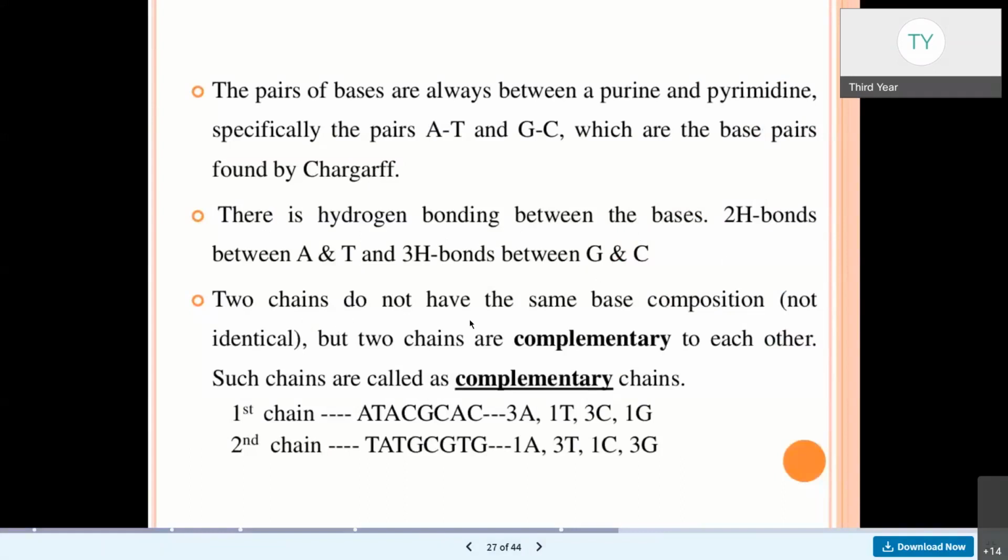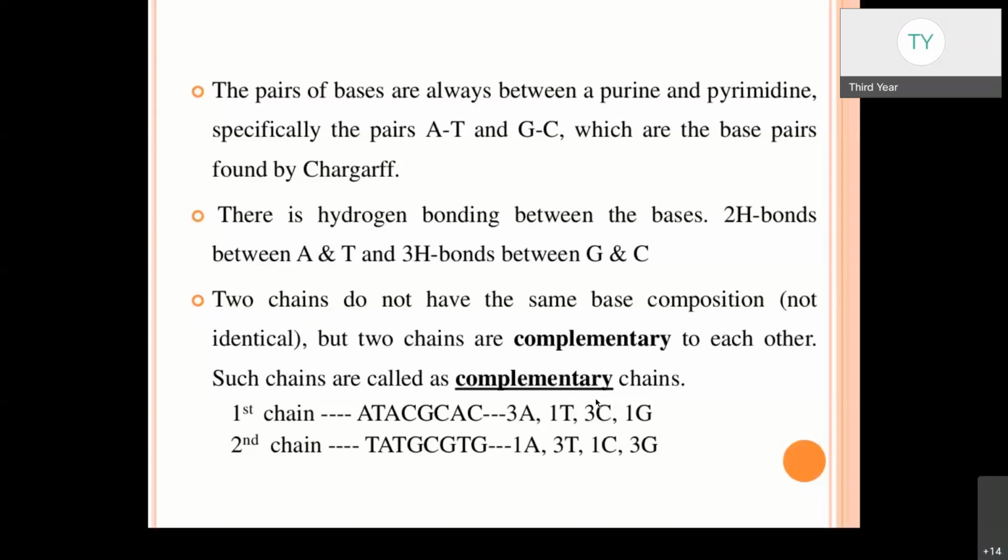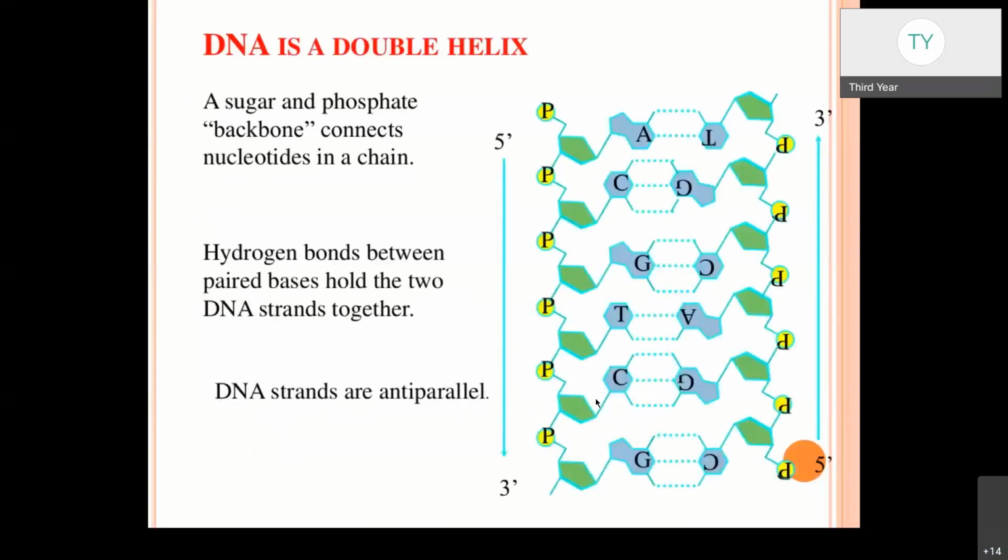And the two chains do not have the same base composition. The two chains are complementary to each other. Such chains are called complementary chains. So complementary क्यों होता है दोनों chain एक दूसरे का? क्योंकि A T के साथ bind होता है, G C के साथ bind होता है. These are called complementary chains.